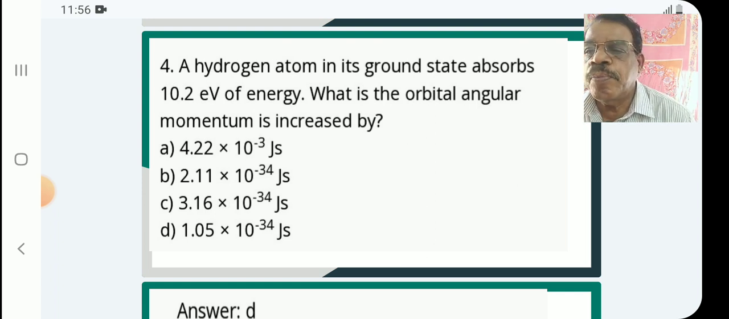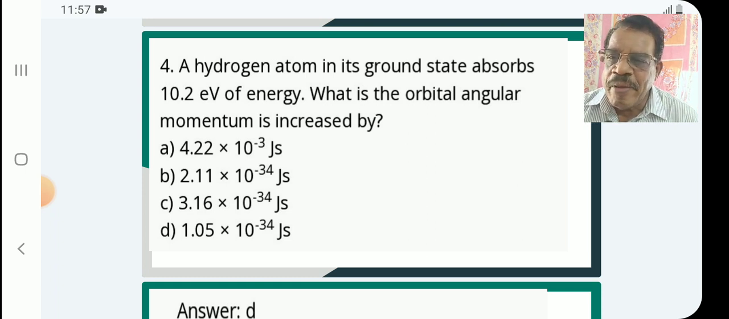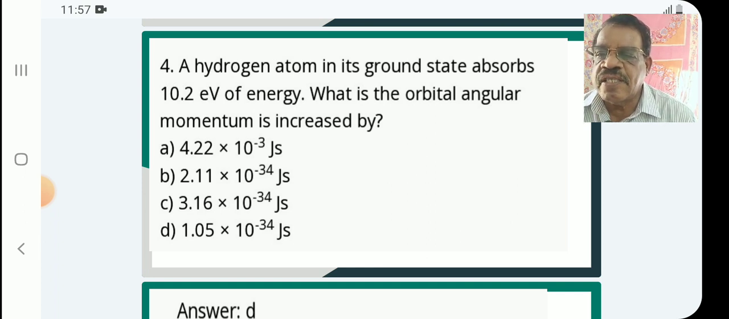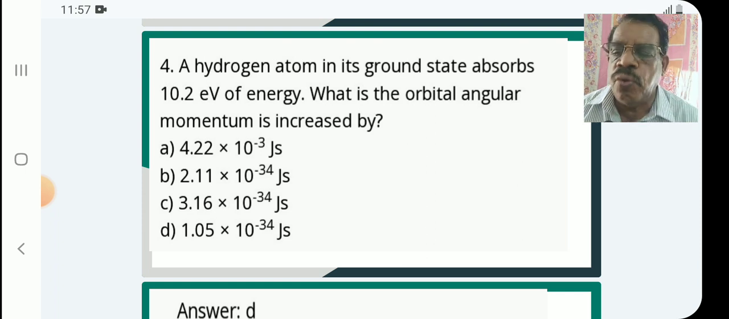You remember 10.2 eV energy is the excitation energy for the second orbit. So the atom is jumping from ground state to the first excited state. For ground state, the energy is 13.6 eV. For the second orbit, it is the first excited state energy, 3.4 eV. The difference is 10.2 eV. So when 10.2 eV energy is given, the electron in the atom jumps from n equal to 1 to n equal to 2 orbit.